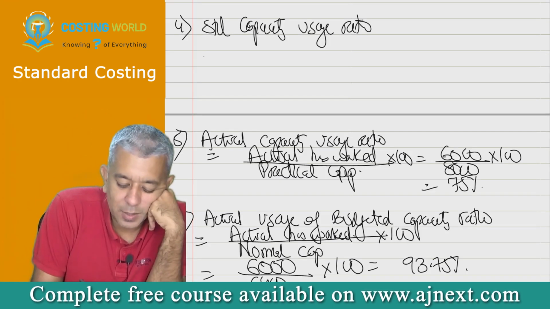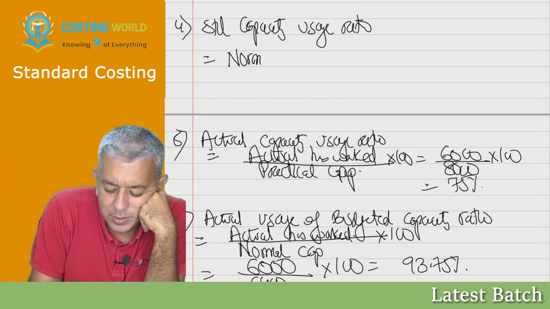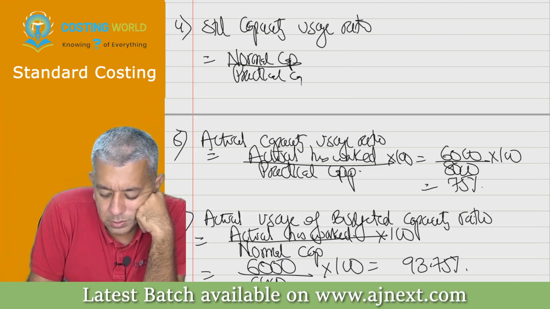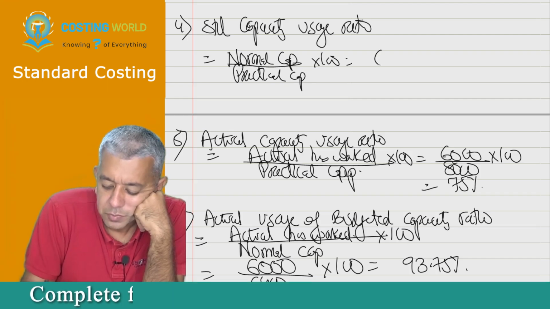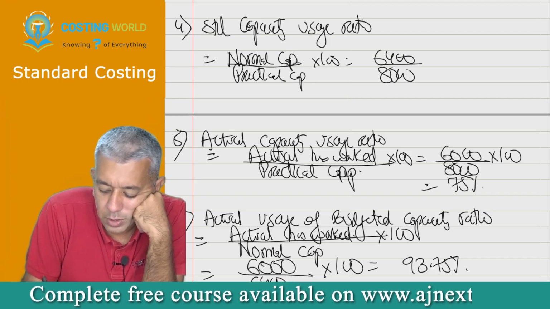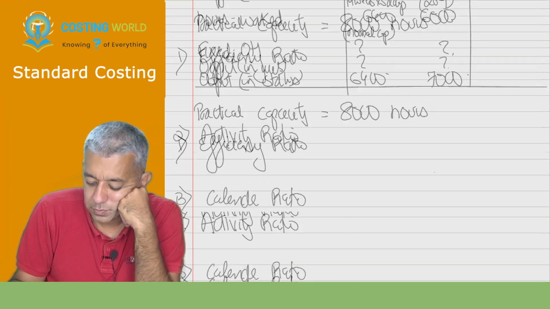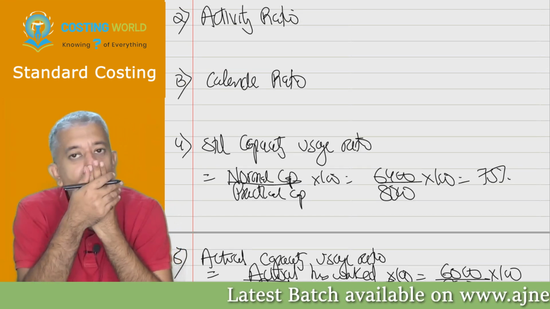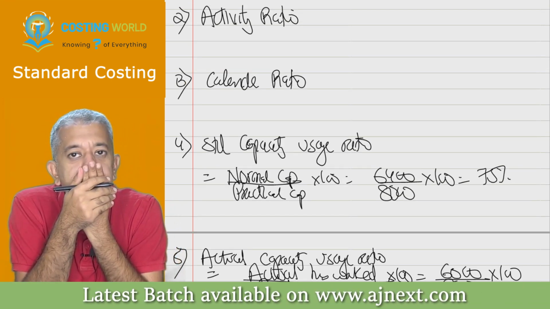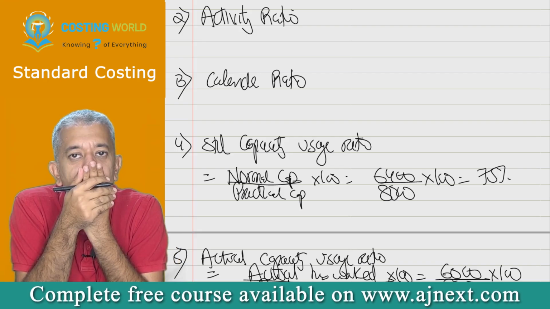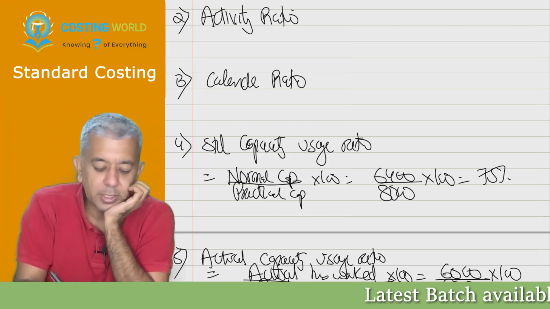Then, standard capacity usage ratio. This is normal capacity upon practical capacity into 100. 6,400 upon 8,000, 75%. Sorry, 80%. Sorry.